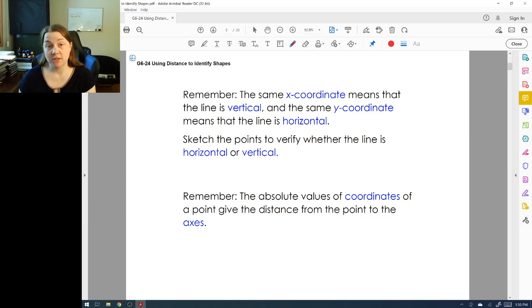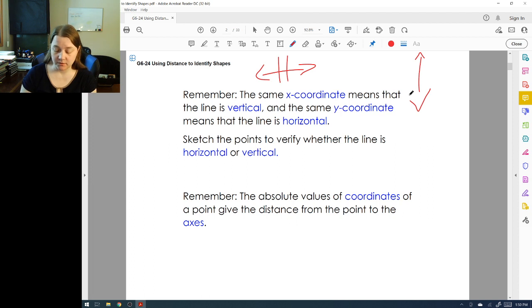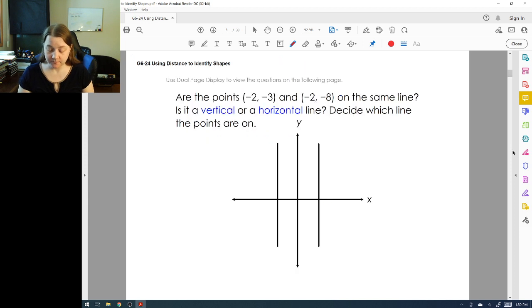Remember that to remember the difference between horizontal and vertical, I write the first letter of each of those words, because the V in vertical is the bottom arrow of an up and down line, and the bridge of the H in horizontal is a horizontal line.